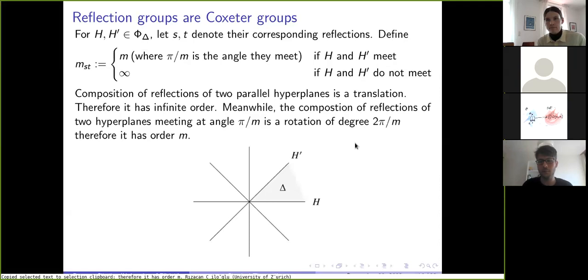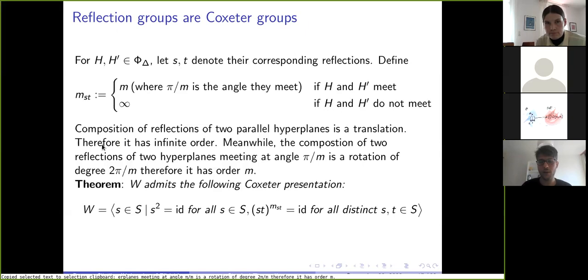Actually, you don't even have to think about that, because by our definition, if they meet, it doesn't matter which one you pick first, because S and T just pick two hyperplanes and they meet at an angle, basically. But the fact that their composition has to have order m is important.